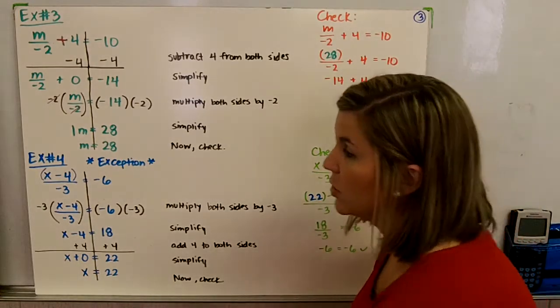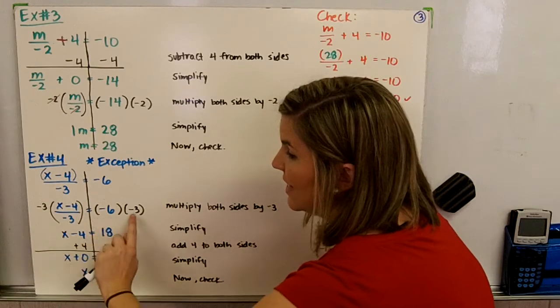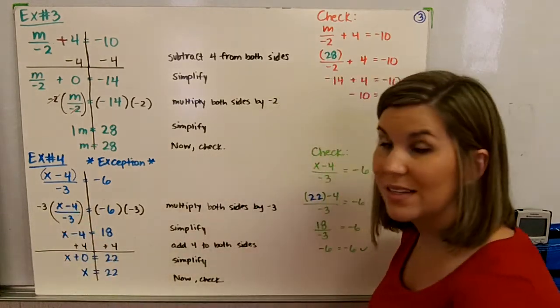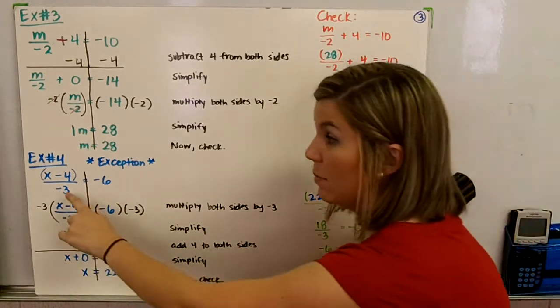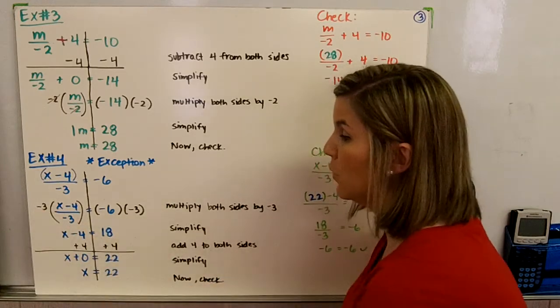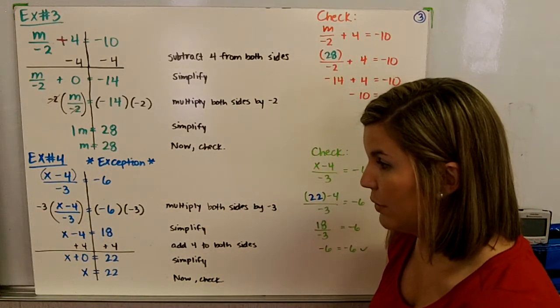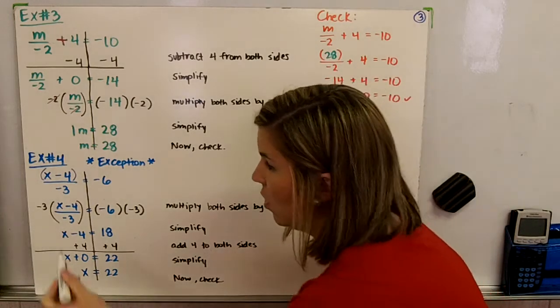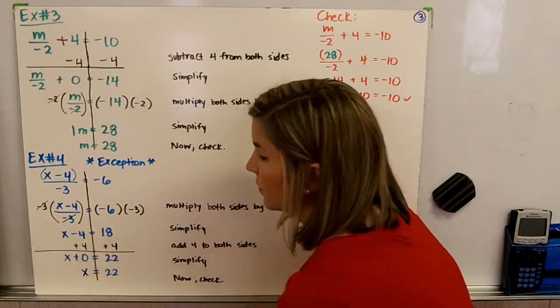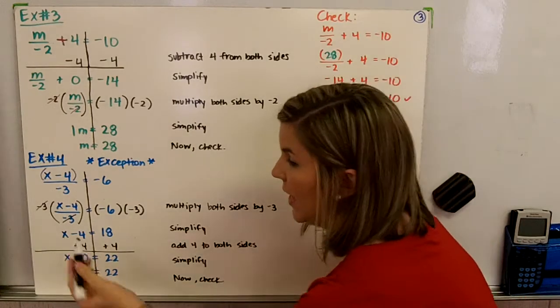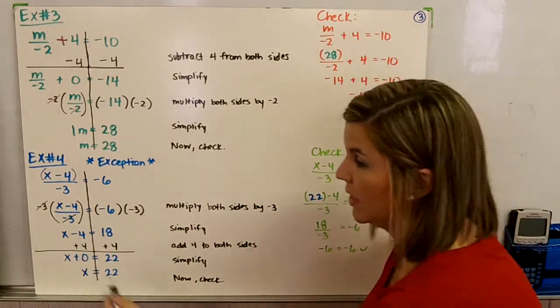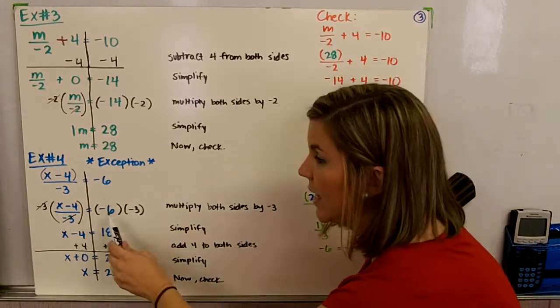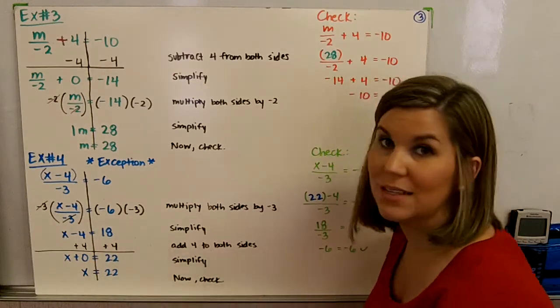So we're going to multiply both sides by negative 3, because negative 3 is in the denominator. We're divided by negative 3, so the opposite, multiply by negative 3 on both sides of the equation. These negative 3's will cancel out. So I have x minus 4 in the top, and it's all by itself now. Negative 6 times negative 3 is positive 18.